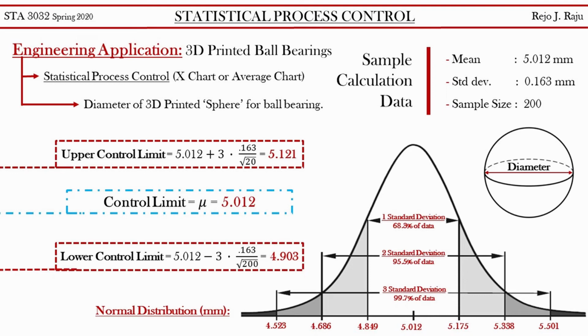With that, we can calculate our upper and lower limits. The upper control limit equals the process mean plus 3 times the process standard deviation divided by the square root of the sample size. With those calculations, you'll have an upper control limit of 5.121 millimeters and a lower control limit of 4.903. This conveys that the sample mean of the diameter should fall between 5.121 and 4.903 to have an in-control process.